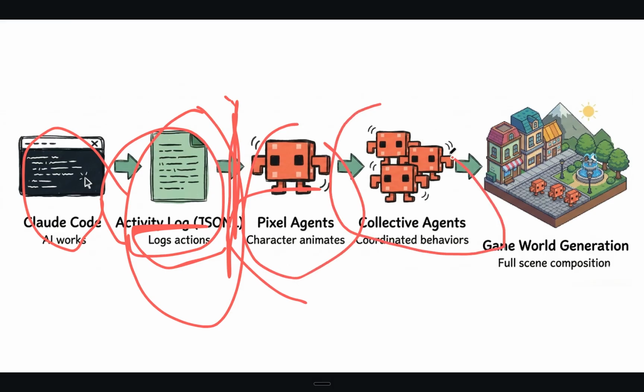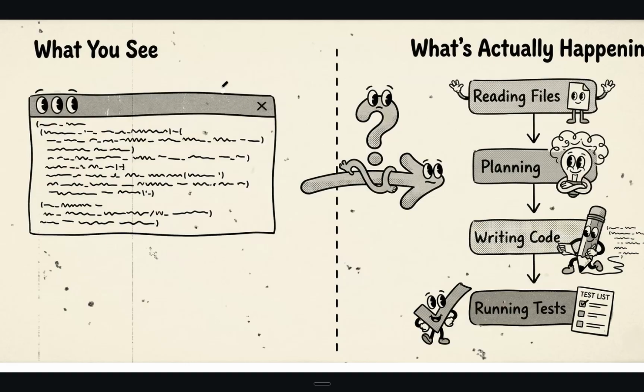But now we have the pixel agent and the collective agent. As you just saw, it was like agents in one room working together, and now they will be a happy family. There are pixel agents now, something that turns the log into something you can actually see. So this is the old thing, and now we have what is actually happening.